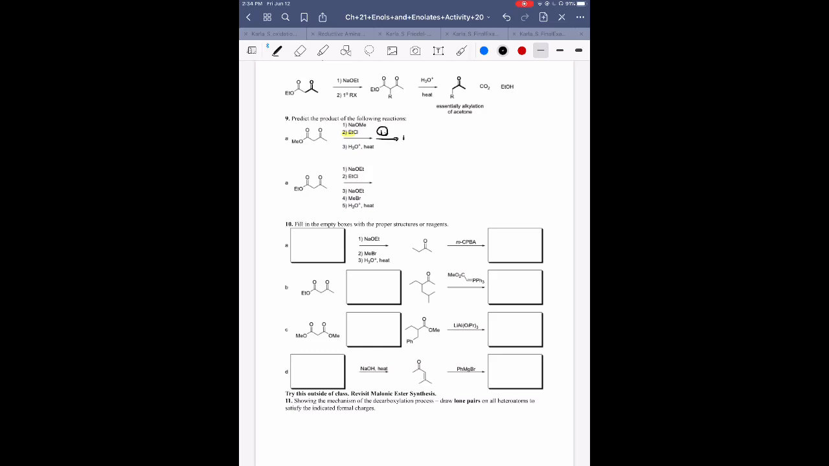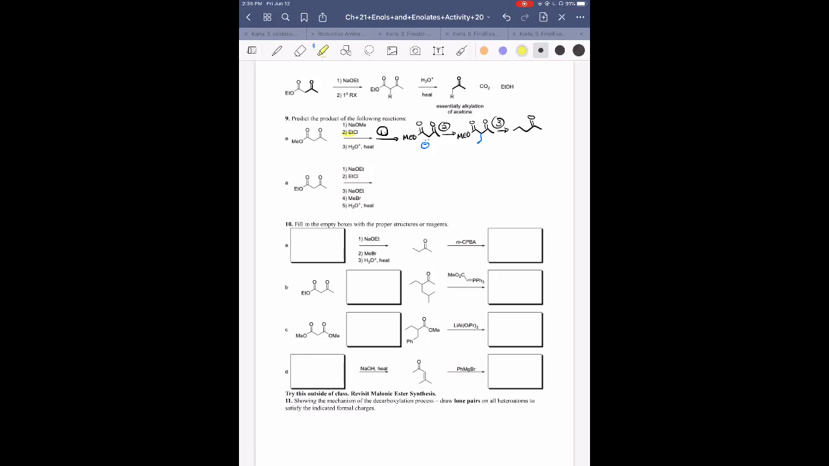We know that we're going to have to create an enolate at the alpha position of this molecule, and then we're going to react it with our alkyl halide, which at our alpha position is going to form an ethyl, and then we're going to make our acetone derivative.